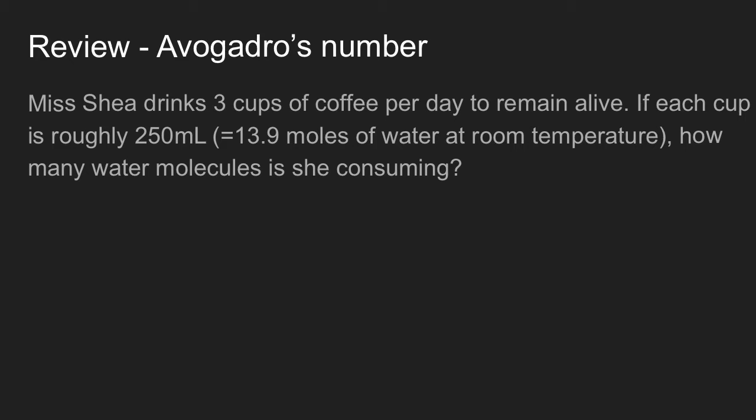I'm going to start with writing out what I know. As you all know, this is where I love to start. So I know that I'm drinking 3 cups of coffee. And I also know that in each cup there is approximately 13.9 moles of water. And this will give me my number of moles. I have an abbreviation for number of moles as lowercase n.